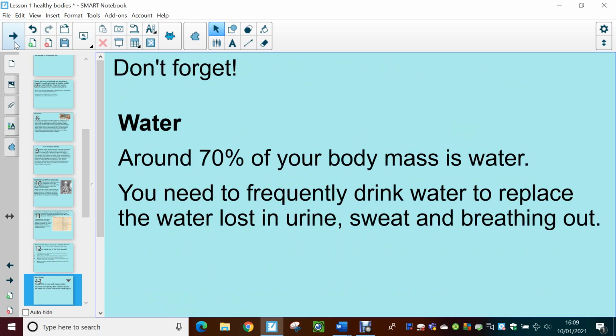And don't forget water, super important, because around 70% of our body mass is water. We lose water all the time and we need it to stay nice and healthy so our bodies can function properly.